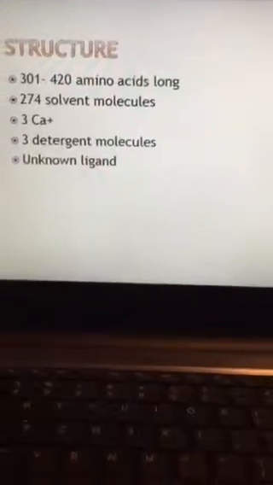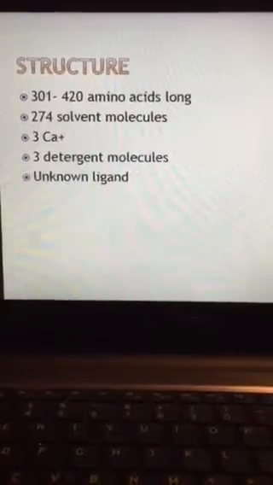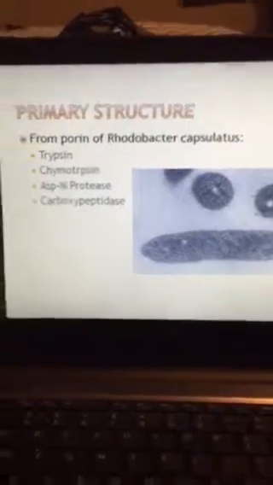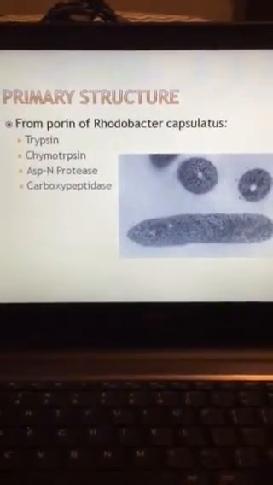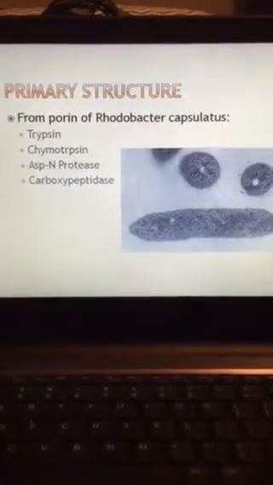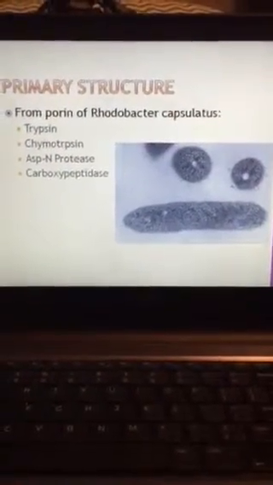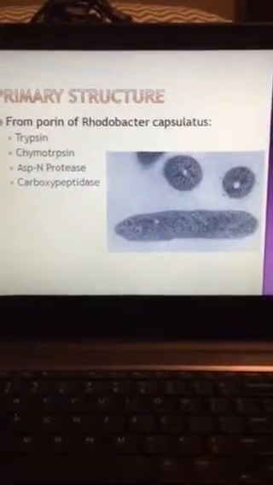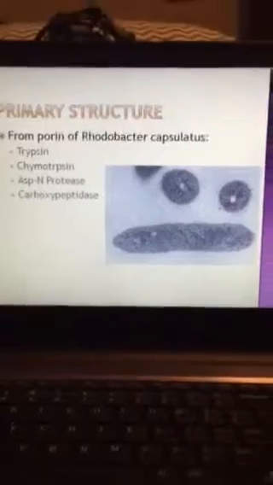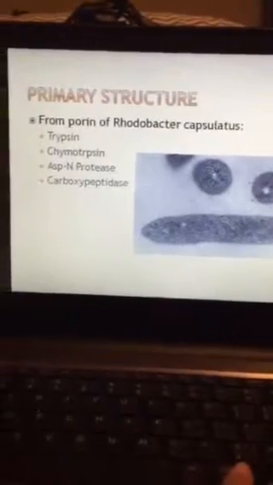For the structure, it's roughly 301 to 420 amino acids long. It depends on the specific porin molecule. And there are roughly 274 solvent molecules, 3 calcium ions, 3 detergent molecules, and an unknown ligand. So this is the primary structure for the Rhodobacter capsulatus, trypsin, protease and carboxypeptidase. I have a hard time saying these words, sorry. And that's a picture of the Rhodobacter, and that's basically the primary structure. Those are the things that are inside of it.